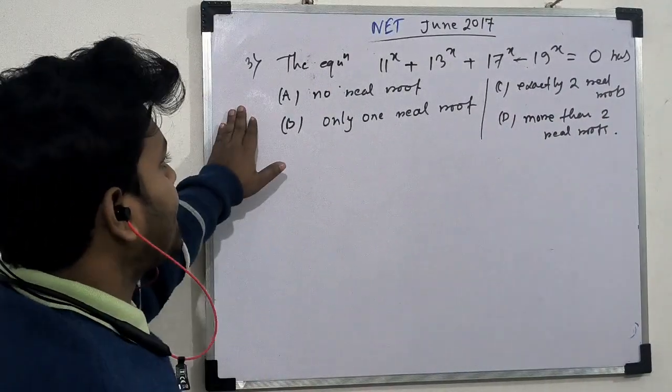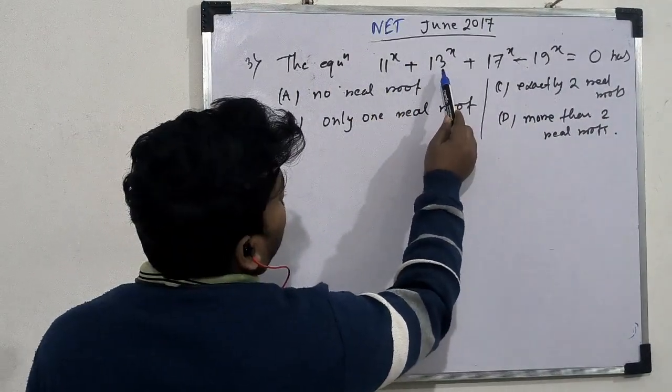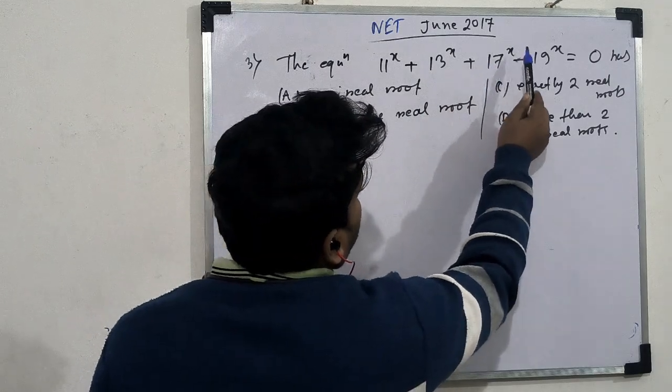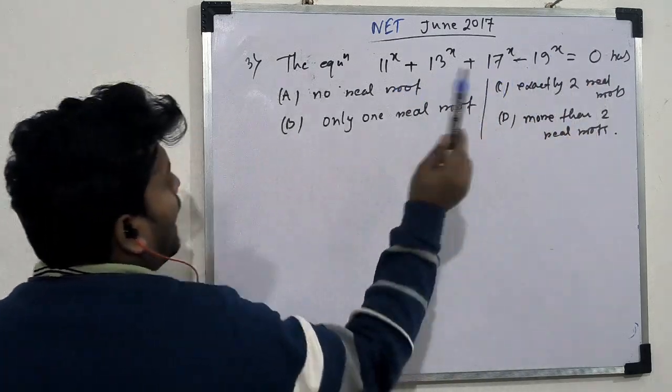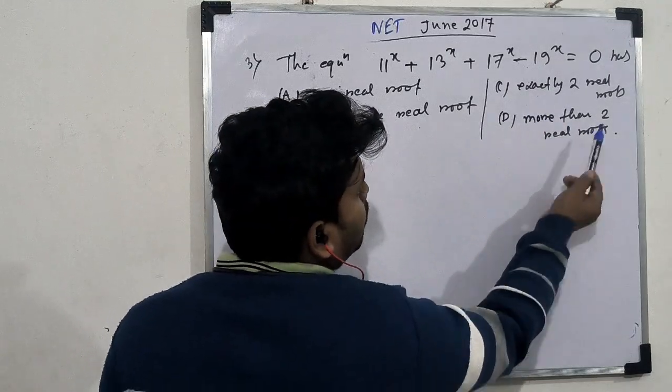Let us take a very interesting example. This is given: 11 to the power x plus 13 to the power x plus 17 to the power x minus 19 to the power x equal to 0 has no real root, only one real root, exactly two real roots, or more than two real roots.